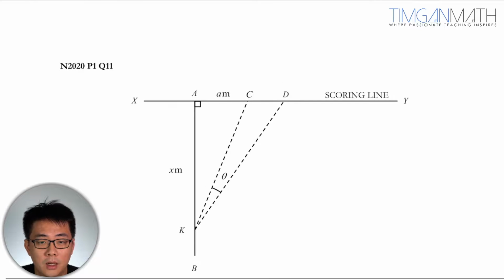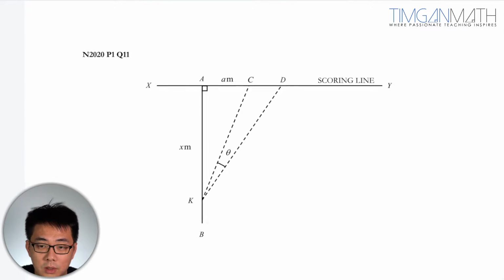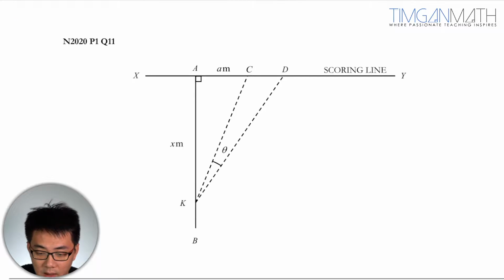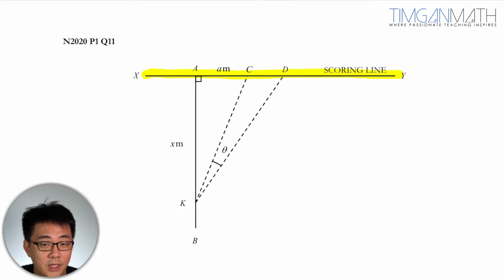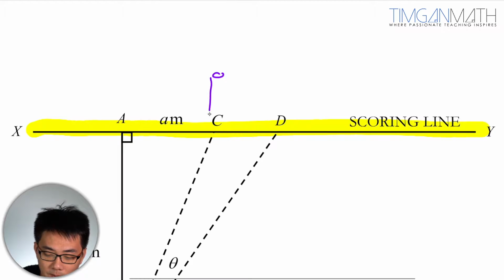In a game, a player scores 3 points by carrying the ball over the scoring line, which was indicated as XY here. So this is your scoring line here. Then when the player has scored these 3 points, an extra point is scored if the ball is kicked between two fixed vertical poles at C and D. So in other words, these are the two poles here, C and D. I'm going to draw the pole here. So these are the two poles.